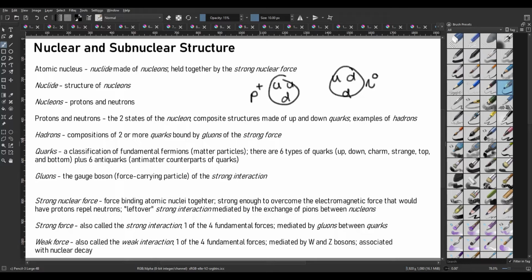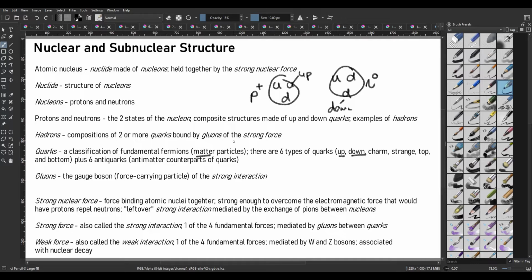Quarks then are a classification of fundamental fermions, and fermions are a classification of particles on the standard model of particle physics, and they represent all the physical stuff, all the matter everywhere. And there are 6 types of quarks. There's ups and downs, which are what's inside here. The U is for the up, the D is for the down. That's just inside protons and neutrons. There are charm quarks, strange quarks, top quarks, and bottom quarks. Fun fact, the top quark is the heaviest quark of all that we know.